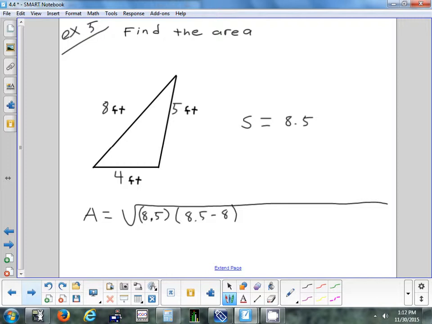What comes next? 8.5 minus 5. And last? 8.5 minus 4. Now, how did you know which sides were A, B, and C? Because I said it was S minus A, S minus B, S minus C. It doesn't matter. Okay? You have to do 8.5 minus every side.